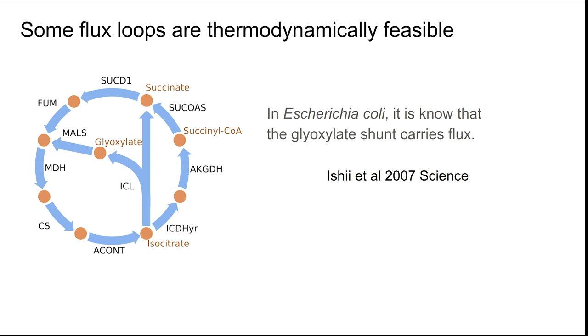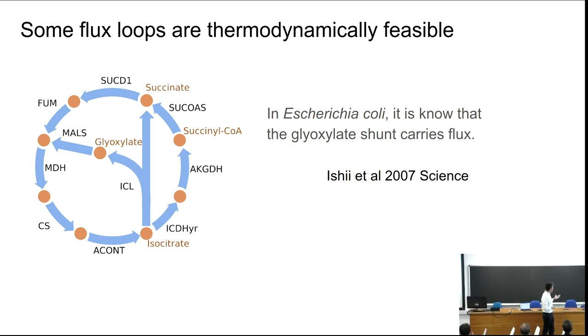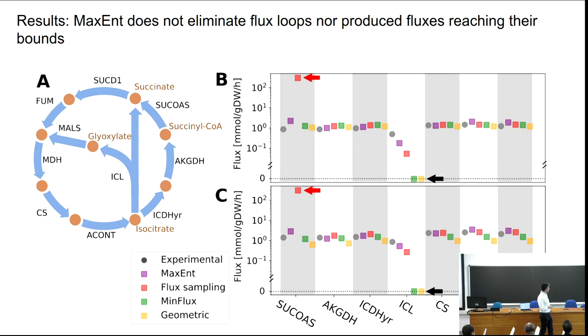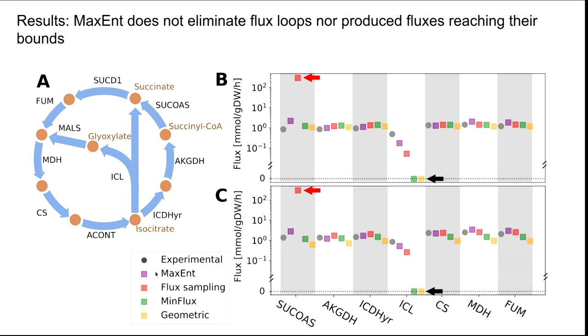I presented this loop also because there are some reactions forming loops that are thermodynamically feasible because they are tapping in another reaction to provide the energy to do the opposite conversion. One of them is the glyoxylic shunt, which has been shown to carry flux. So this forms a loop, but it's thermodynamically feasible. If you use the alternative methods, mean flux and geometric, for this flux in particular, the dots are the experimental values reported, this is panel B, for 0.1 and 0.2 specific growth rates of E. coli, you get systematically that these two methods predict zero flux through ICL.